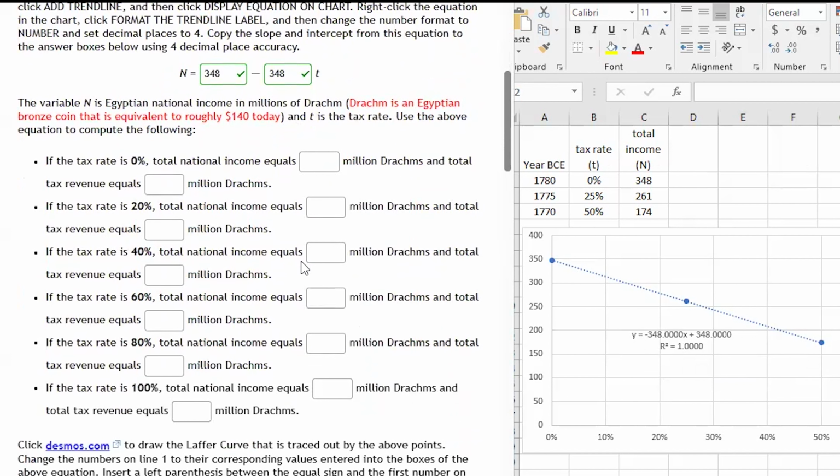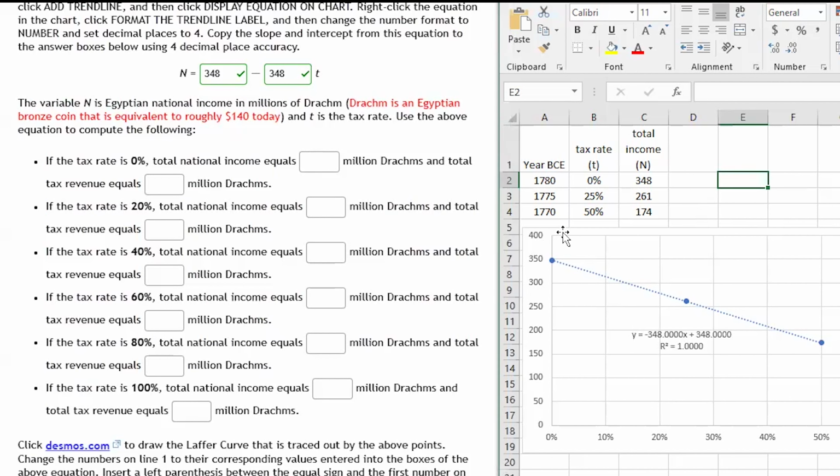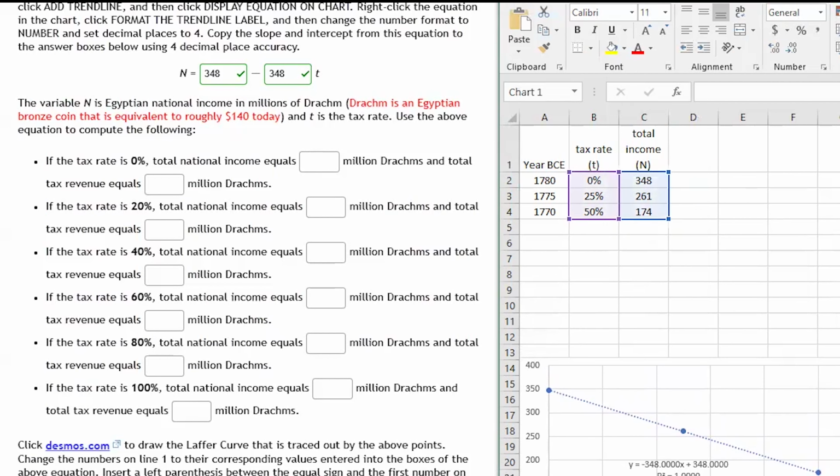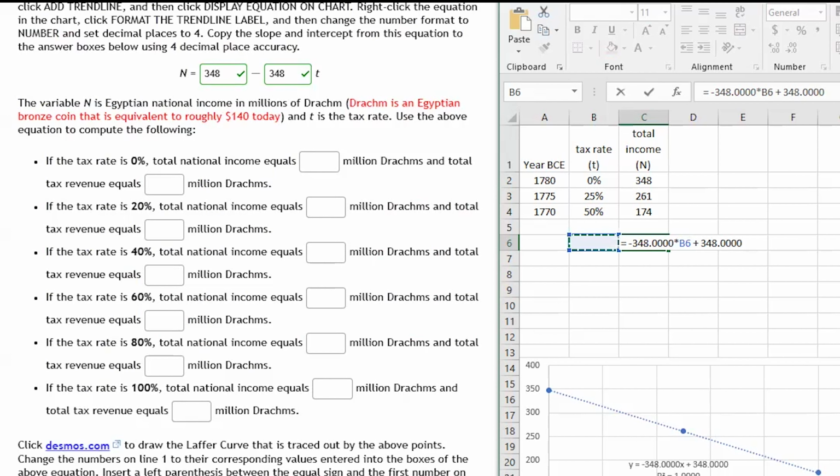If the tax rate is 0%, national income is going to equal what? Well, we already talked about that. But what I'll do is come down here and copy the formula, and paste it right here. I'm going to replace the X with an asterisk for multiplication, then delete the X and click on this cell. So I'm going to change the contents of the blinking blue cell here with various different numbers. If the tax rate is 0%, I'll type 0% here. Total income in the Egyptian nation is 0% times negative 348, which is 0, plus 348.